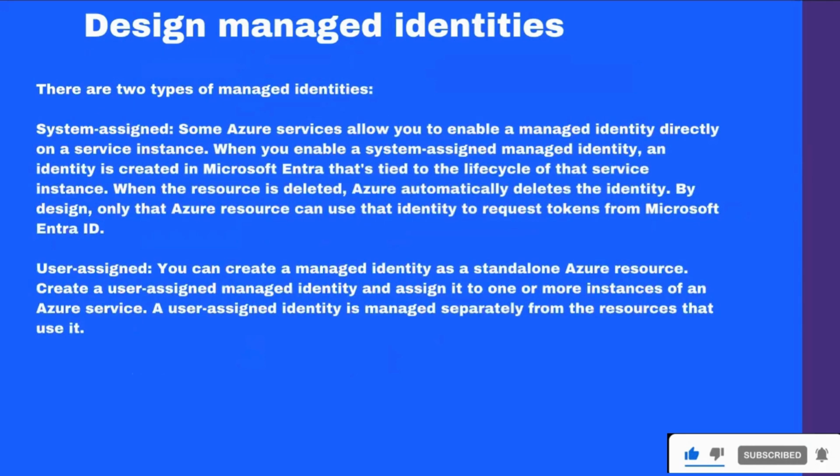There are two types of managed identities: system-assigned and user-assigned. With system-assigned, some Azure services allow you to enable a managed identity directly on a service instance. When you enable a system-assigned managed identity, an identity is created in Microsoft Entra that's tied to the life cycle of that service instance. When the resource is deleted, Azure automatically deletes the identity. By design, only that Azure resource can use the identity to request tokens from Microsoft Entra ID.